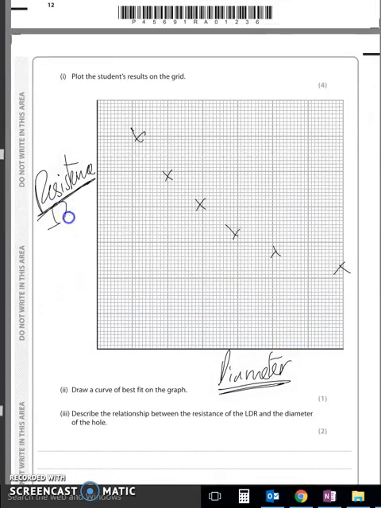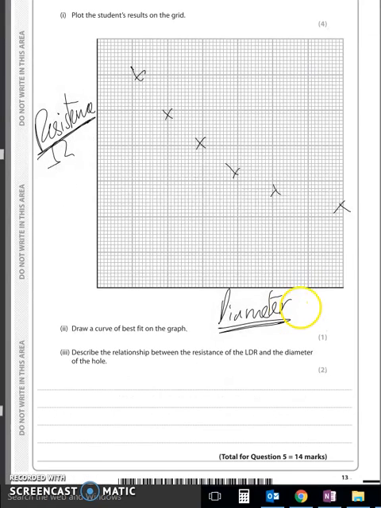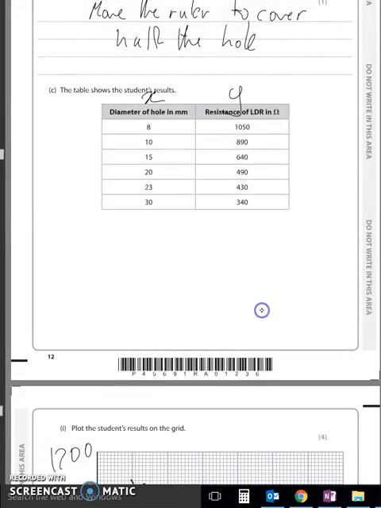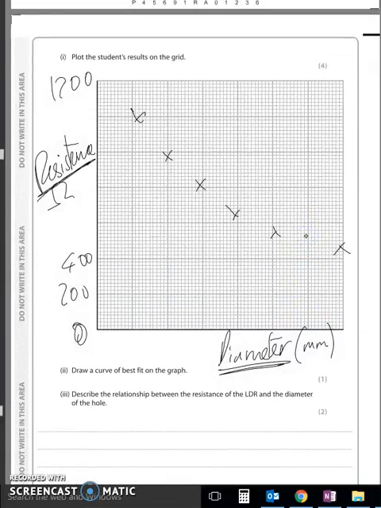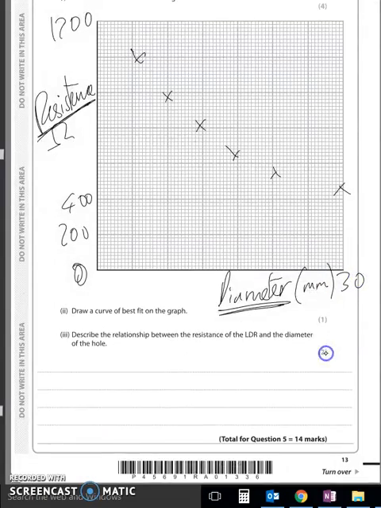And then we should obviously put things like the units here as well, millimeters, and then you're going to plot them appropriately. We don't want anything that's half the size of the graph. This one you could have done 0, 200, 400, and so on. And then you would have got 1200 at the top, which is the biggest scale you should be using. And then that would go for 30.